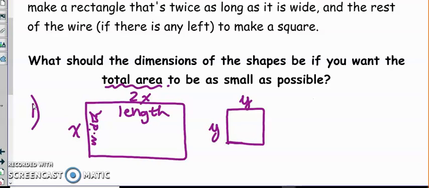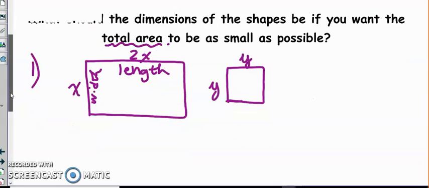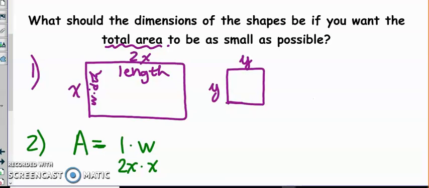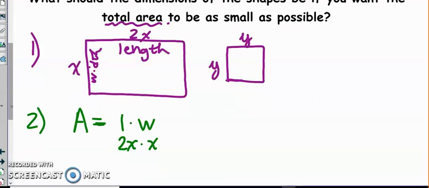That's step 1. Step 2 says to go ahead and write an equation. Let's change the color. It says write an equation of what you're trying to optimize. So it's asking for a total area. So here, we're going to do the area formula. If we look at this rectangle right here, the area of a rectangle is length times width. So again, length times width. Our length is 2x, our width is x. And so technically our area for the rectangle part is just 2x squared.